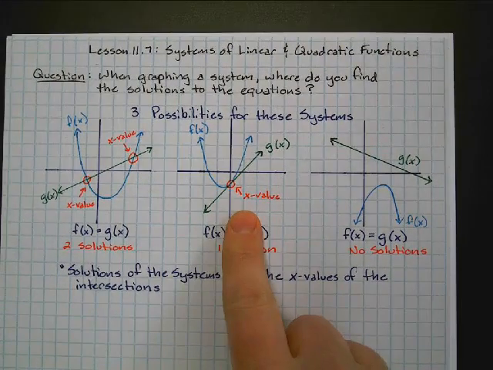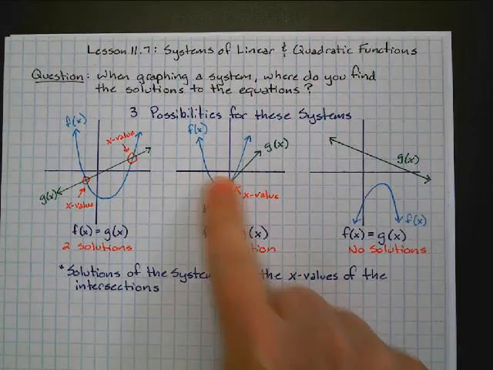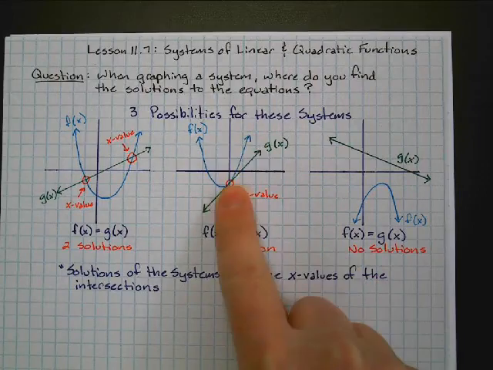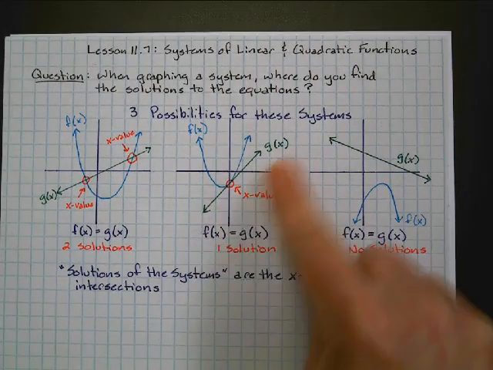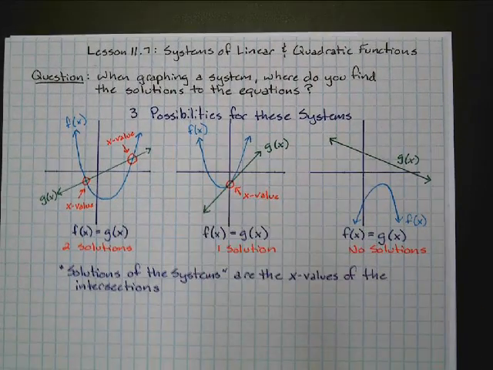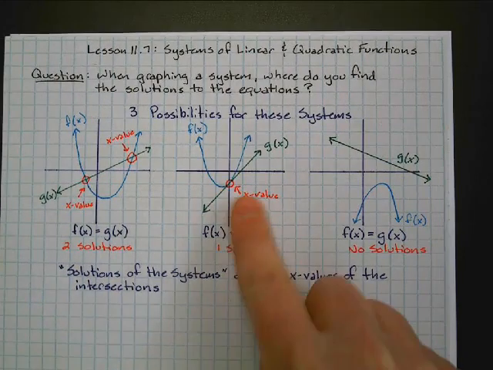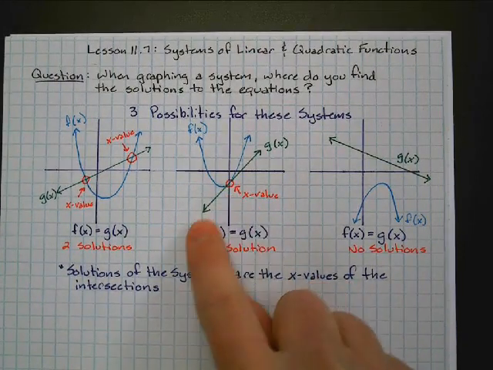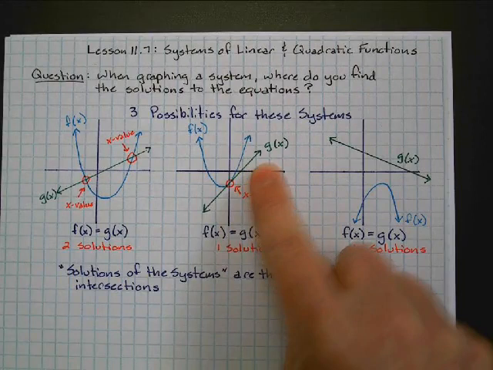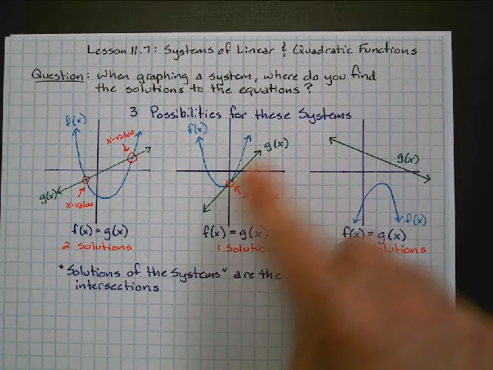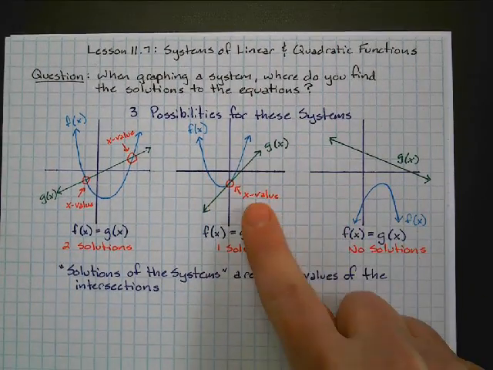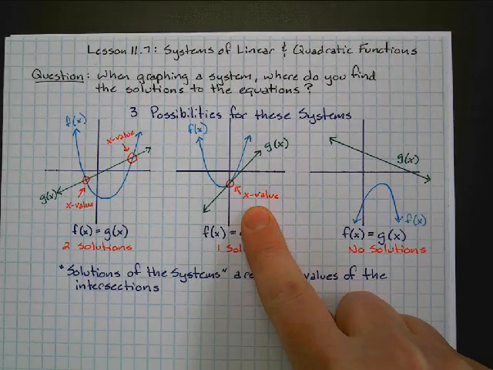Over here, we've got another possibility. We've got f of x, here's our parabola in blue, and g of x, our line in green, and they're only touching at one point. The line just comes up and kind of kisses the parabola and just moves on. So there's only one point where they're intersecting.